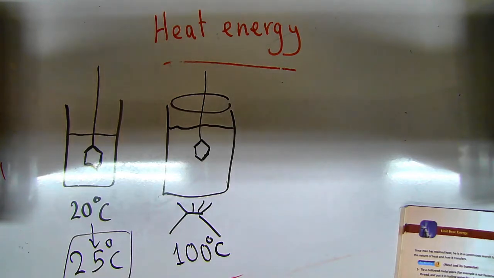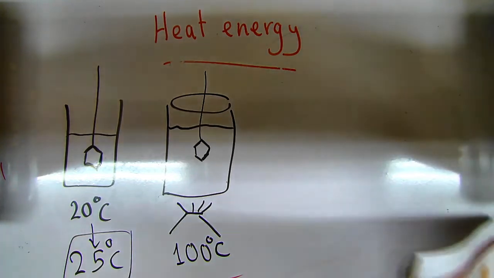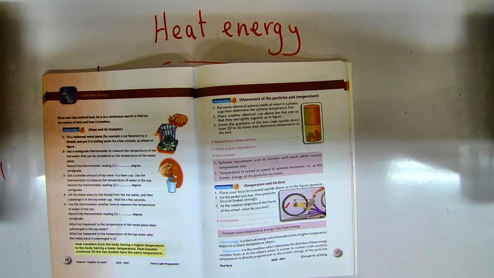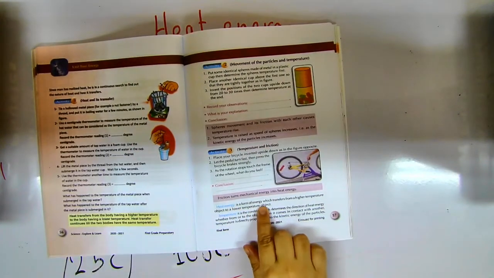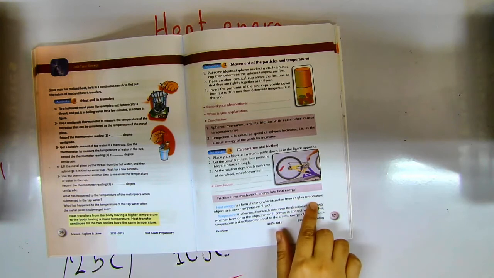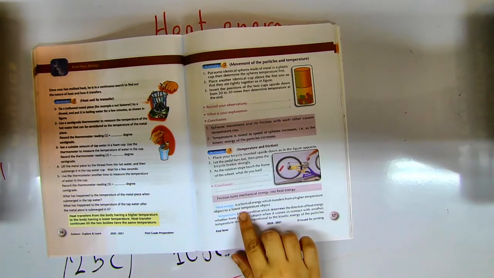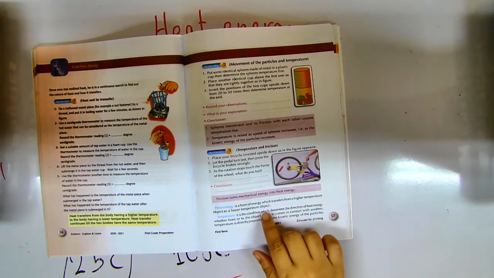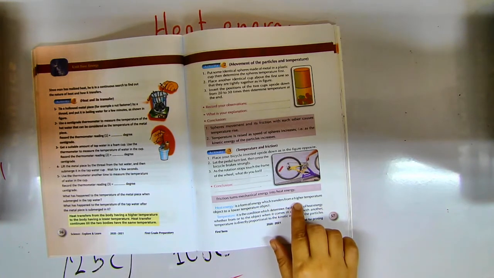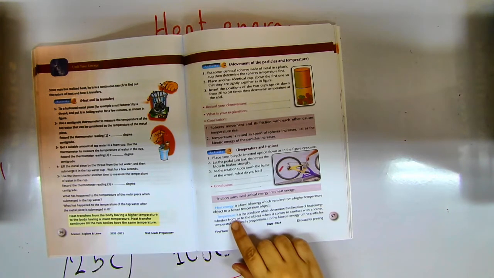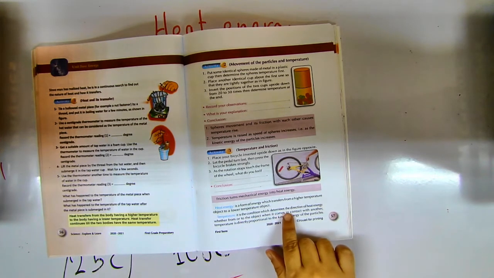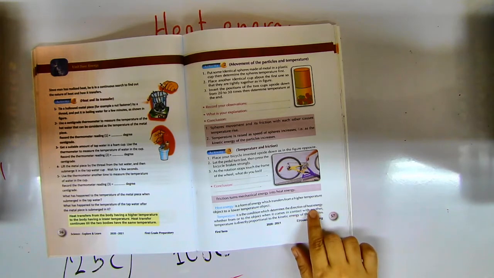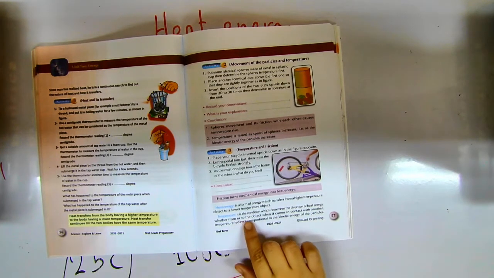From that we can conclude the definition of heat energy and temperature. Heat energy is a form of energy which will transfer from a high temperature object to a lower temperature object. Heat transfers from high to low, and not the opposite, not from lower to higher. And the temperature is the condition which determines the direction of heat energy, whether from or to the object.